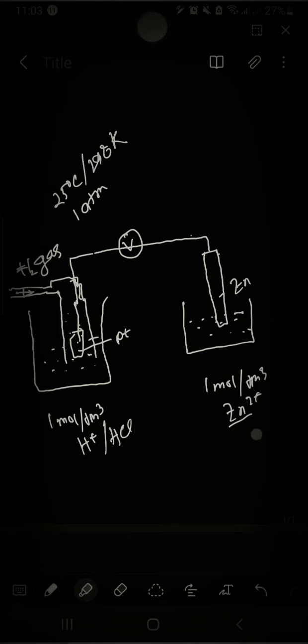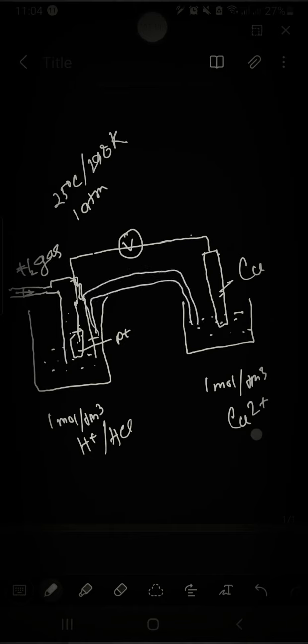Now, if I want to do it with copper, how to do that? I will keep everything the same for the hydrogen electrode because it is a standard. You don't change it, but you can change this part because you are now trying to find out the electrode potential of Cu2+. So I'm going to put Cu2+, and here I'm going to put copper. That's it. Another important thing, I need to also put a salt bridge here.